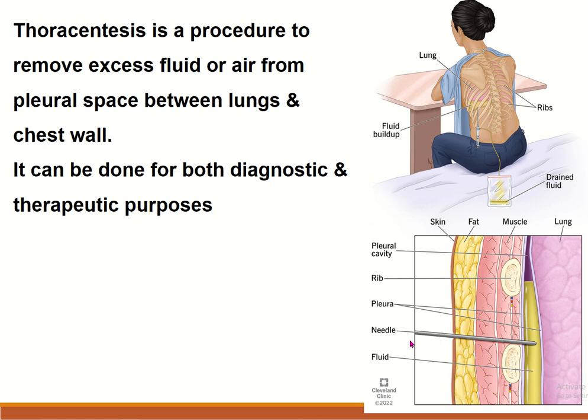Thoracentesis. It is a procedure to remove excess fluid or air from the pleural space between the lung and chest wall. It can be done for both diagnostic and therapeutic purposes. The needle should be entered just above the upper border of the rib to avoid injury to the neurovascular bundle present in the costal groove.